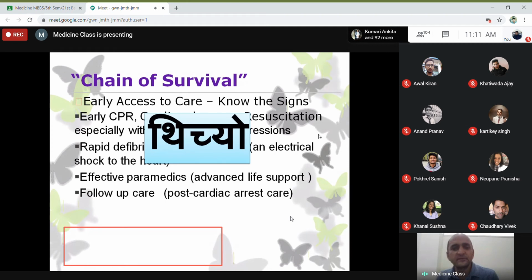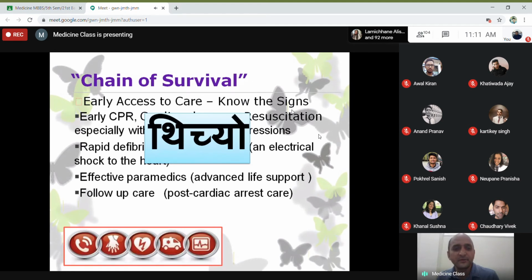Then when you start the CPR appropriately, what may the patient think? Clear? So this is the chain of life support. You recognize the patient, you ask your friend or a helping hand to start the CPR, go for defibrillation, go to the hospital ICU setup. So this is the chain of survival.